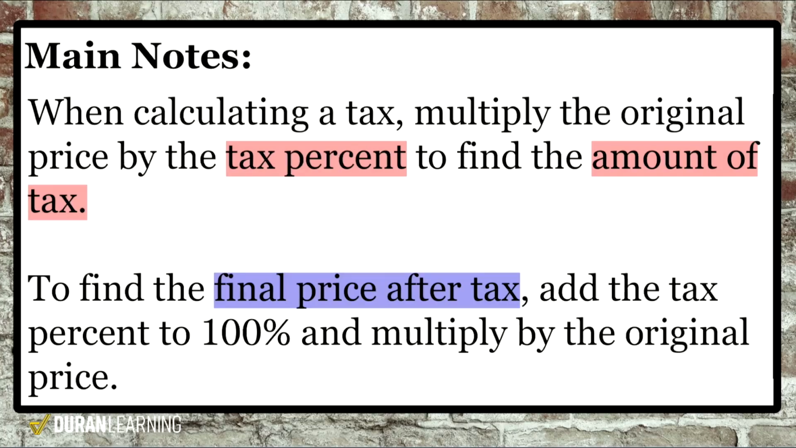So with that said, if we are trying to find that final price after the tax, everybody, we can go ahead and add the tax to the 100% and multiply by the original price. That's one way of doing it. One way. This is not the best way. I'm going to be very real with you. This right here is not the best way. So pay attention to what I'm going to write next to it. Or you can do this.